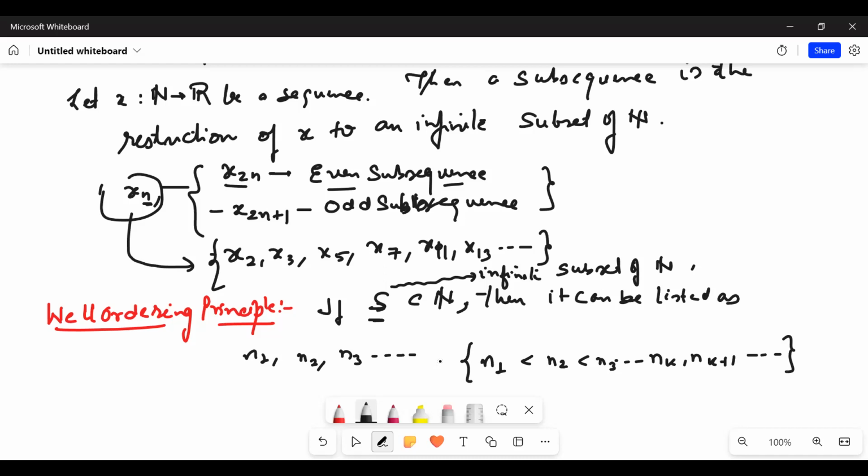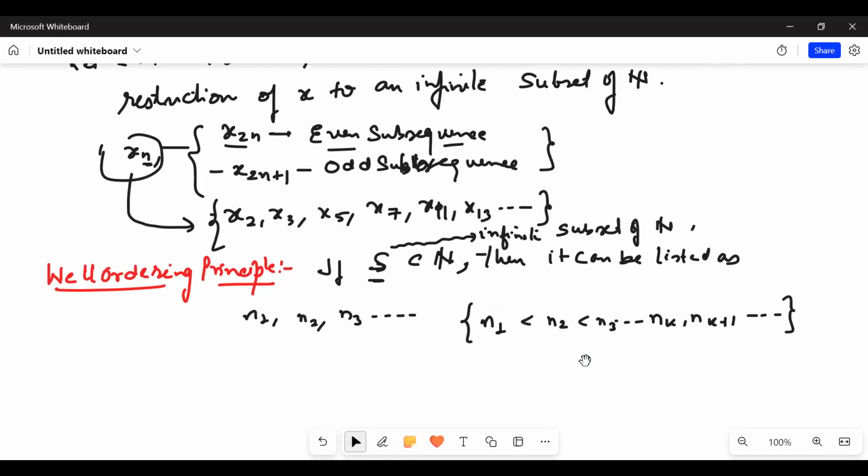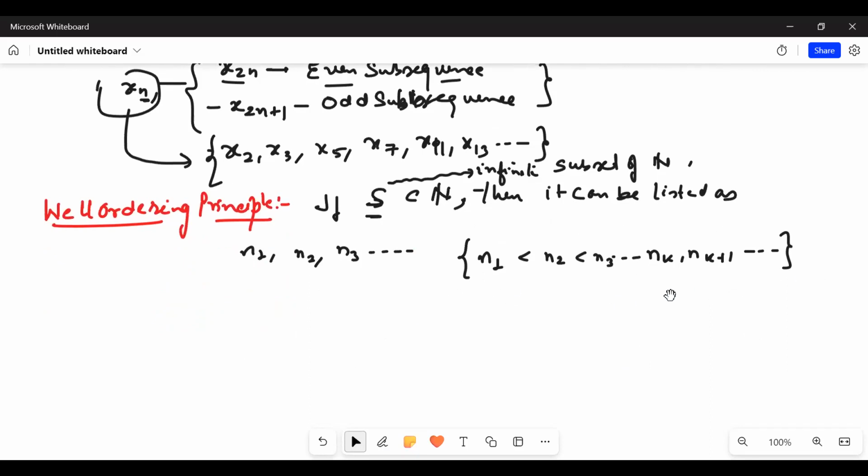So what does your well-ordering principle say? That if S is an infinite subset of natural numbers, then it can always be listed as n1, n2, n3, such that n1 is less than n2 and n2 is less than n3. That is, I can always arrange it in increasing order, such that each next term is greater than the previous term. This is an important theorem. I'm just giving you an idea, a motivation.